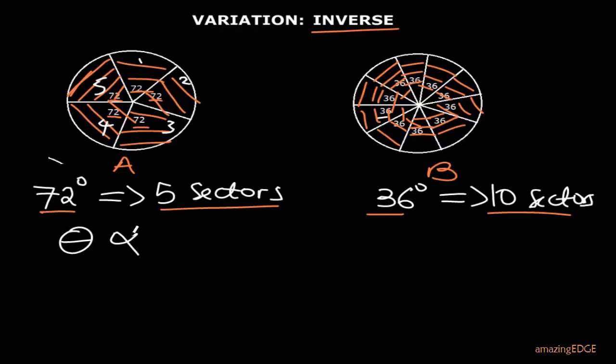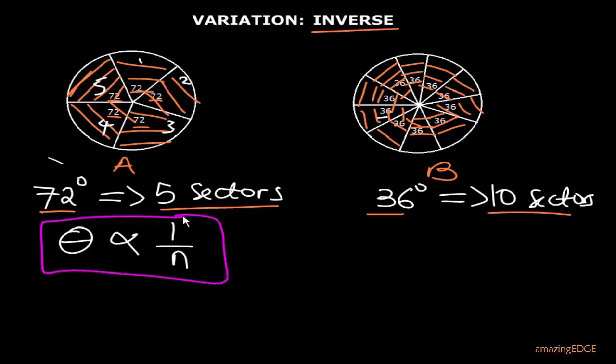So we can say that this theta varies inversely with the number of sectors. Maybe we use n to represent the number of sectors. So you can say that theta varies inversely, or is inversely proportional, to the number of sectors. So this is an example of inverse variation.